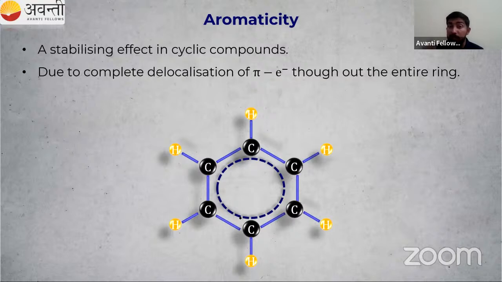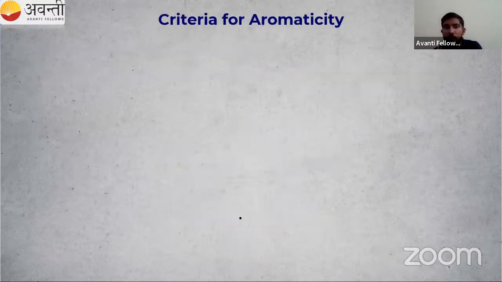So then don't forget the hydrogen. There are 6 hydrogens also present. That is aromaticity. How to identify whether an organic compound is aromatic or not? What is aroma? Aroma means smell. Okay, that's an old definition. Aroma, smell. So criteria for aromaticity.